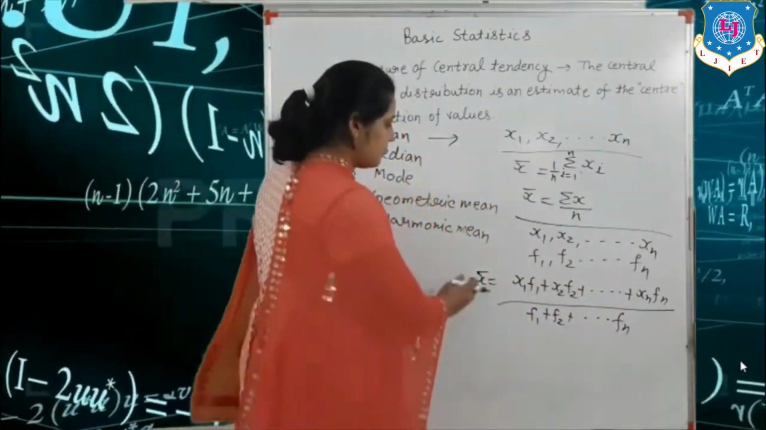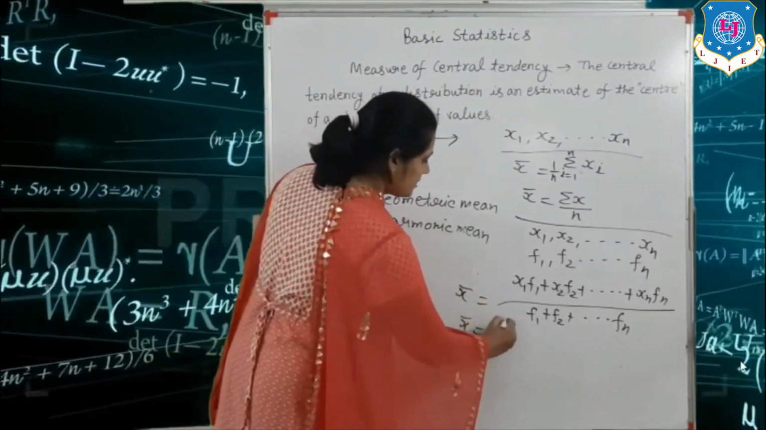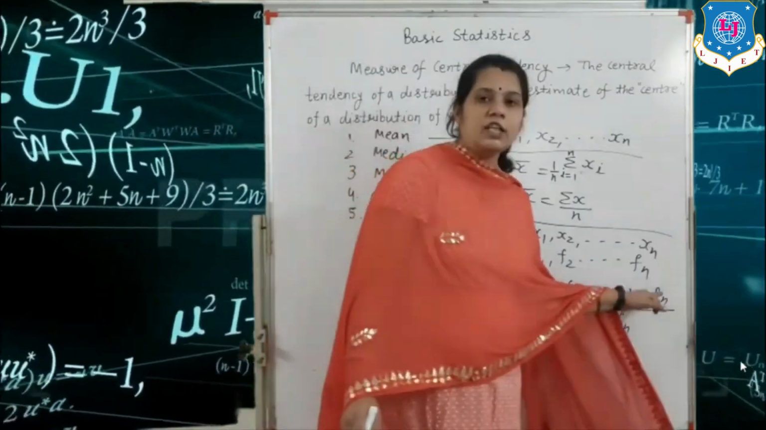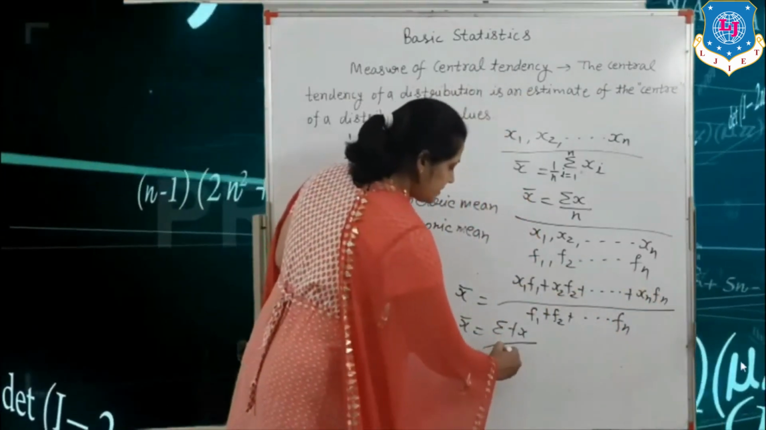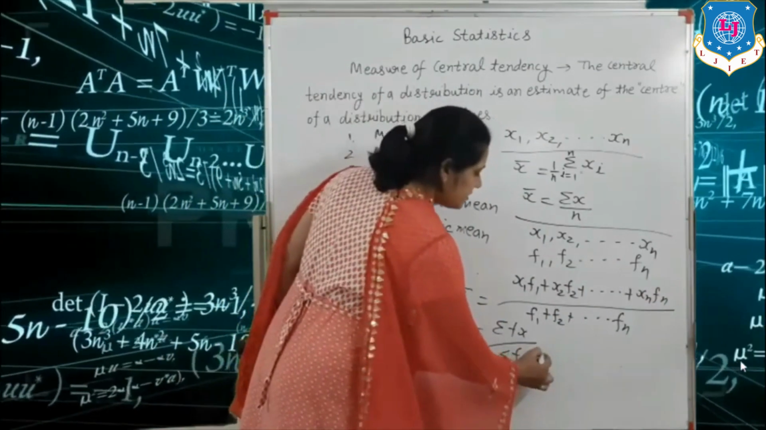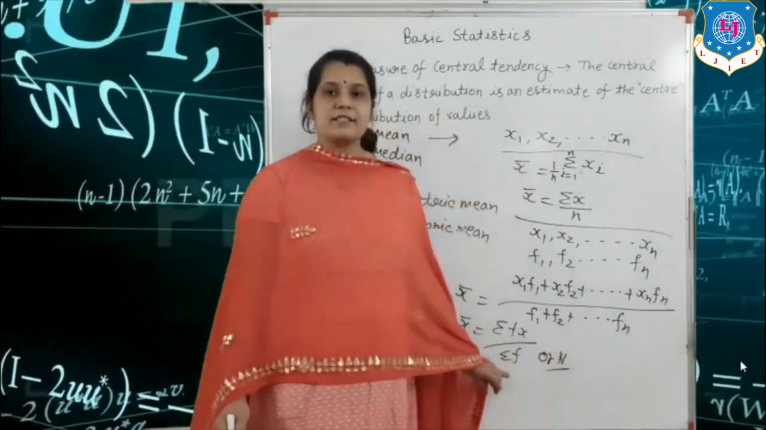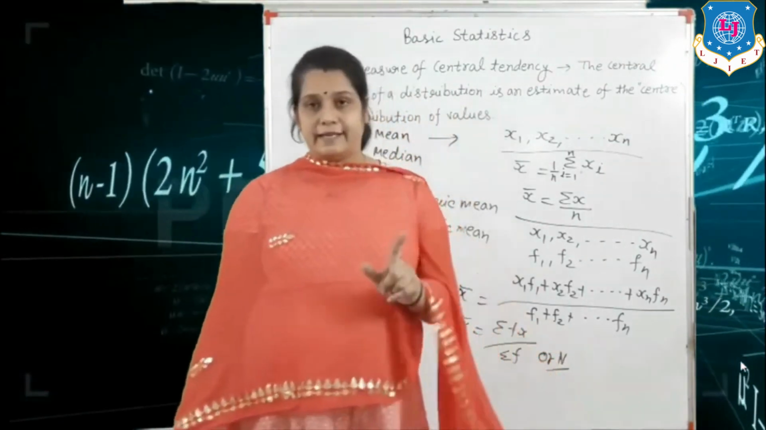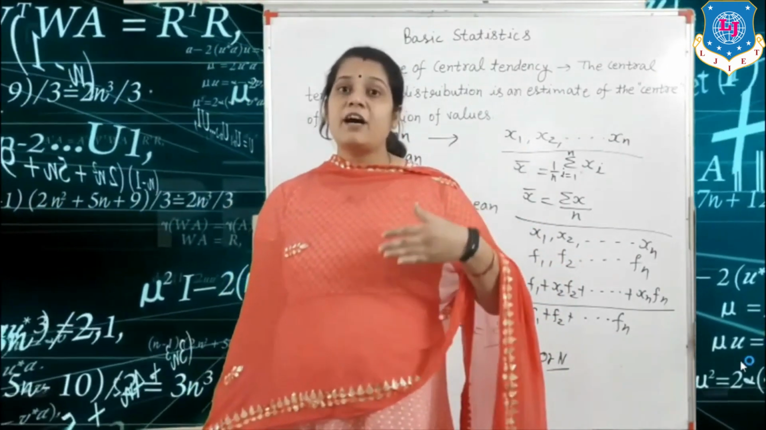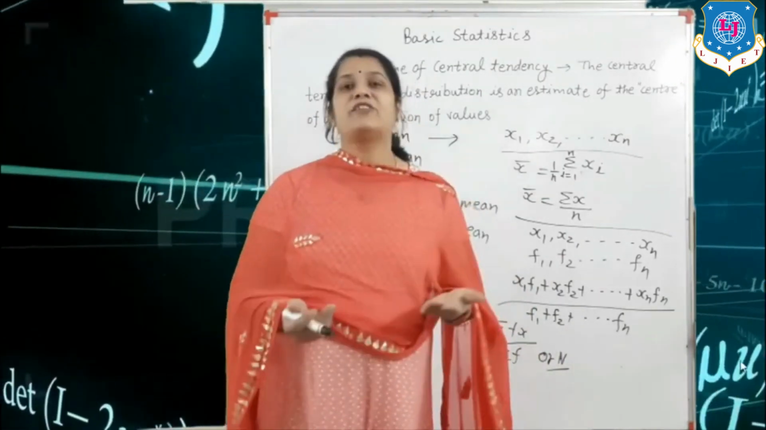That means this term we write here x bar is equal to summation fx. That means sum all these values and divide by the summation f. We write here summation f or capital N. Sometimes in the textbook we write the summation f or capital N, so don't be confused. Small n is the number of terms, and capital N is the sum of the frequency.